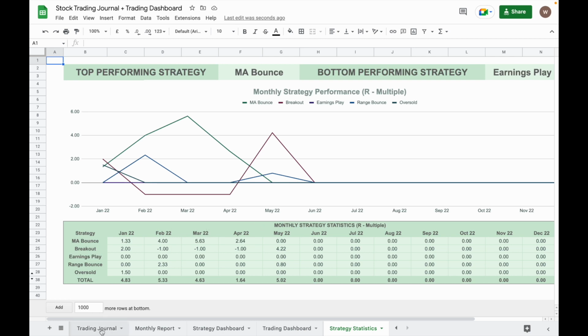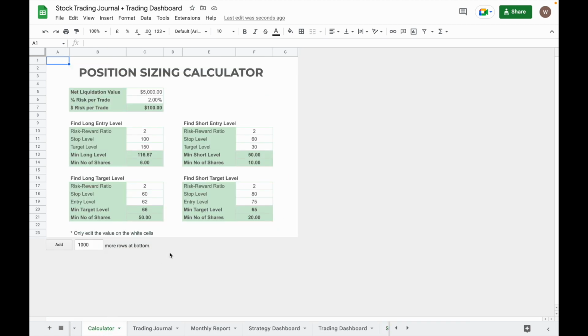In addition to these tools, there is also a position sizing calculator and an entry or target level calculator, which allows you to determine the appropriate position size for each trade based on your risk tolerance and account size, as well as your entry level and take profit level before entering the trade. This can help you avoid over-leveraging your account and minimize the risk.